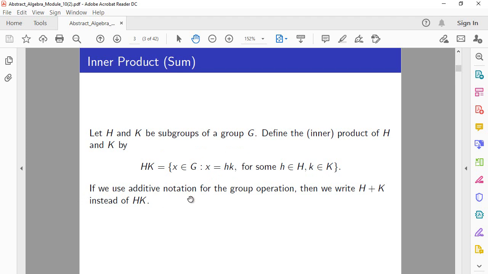If we use the additive notation for the group operation, then we would be writing H plus K instead of HK.